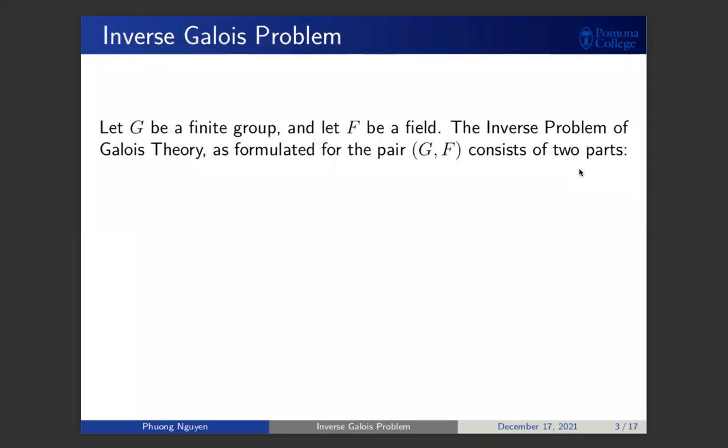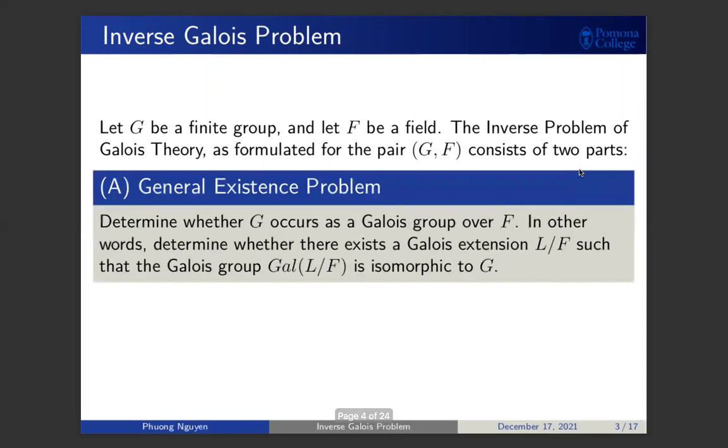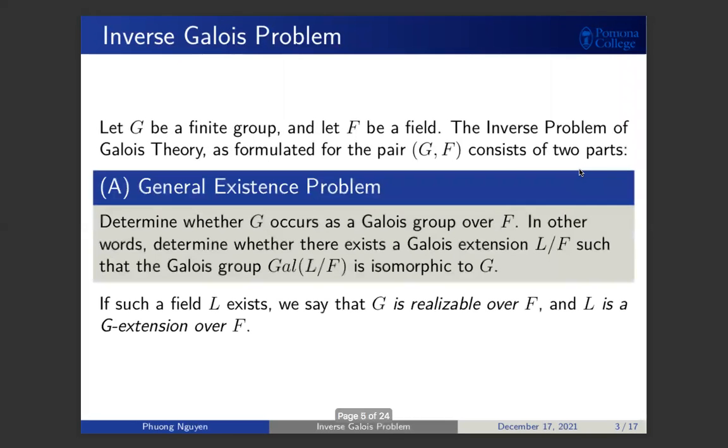So first, the inverse Galois problem. Let G be a finite group and let F be a field. The inverse Galois problem, as formulated for the pair (G, F), consists of two parts. First part is a general existence problem: determine whether G occurs as a Galois group over F. In other words, this problem concerns the determination whether there exists a Galois extension L over F such that the Galois group Gal(L/F) is isomorphic to G. Now, if such a field L exists, we say that G is realizable over F and L is a G-extension over F.